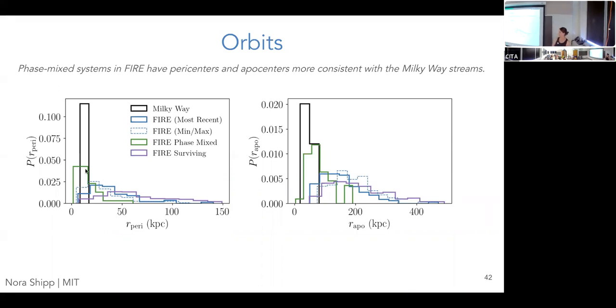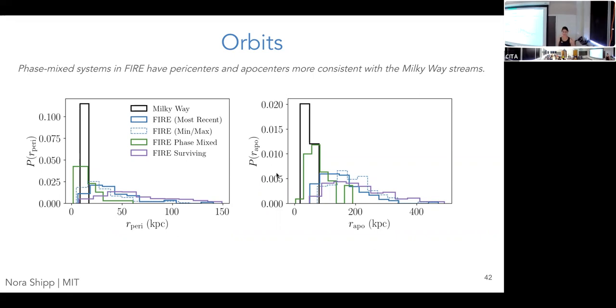The green histogram is the phase-mixed systems in FIRE, the streams, and purple is surviving satellites. So like Ting was saying, we are seeing that the distribution of pericenters and apocenters of the phase-mixed structures in FIRE is more similar to the streams that we see in the Milky Way, both in terms of pericenters and apocenters. So it could suggest that FIRE is over-disrupting.